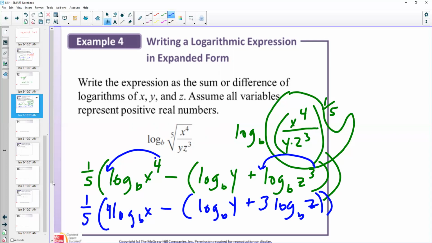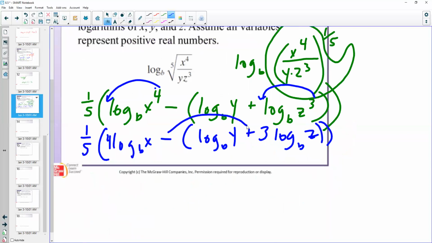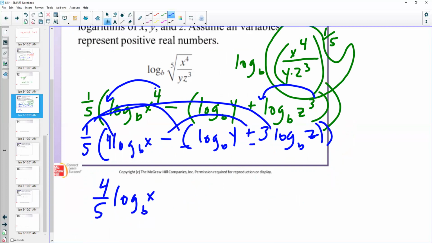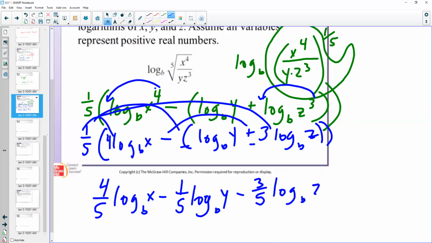So what that would look like is, I'm going to make that negative, and I'm going to distribute that. So it's going to be 4/5 log base b of x minus 1/5 log base b of y minus 3/5 log base b of z. Kind of ugly, but it is what it is. Our goal here is kind of to make them ugly.